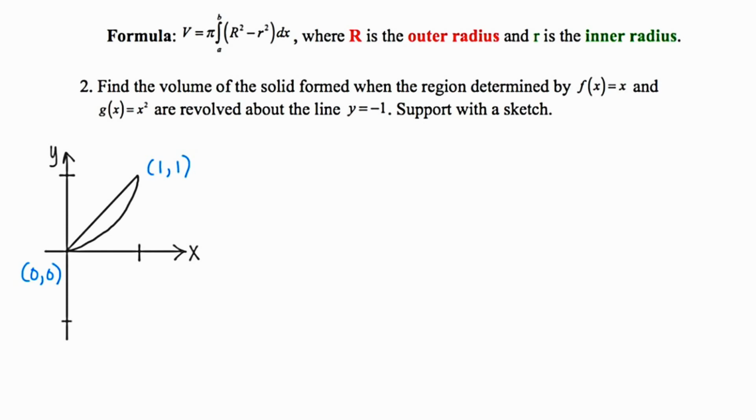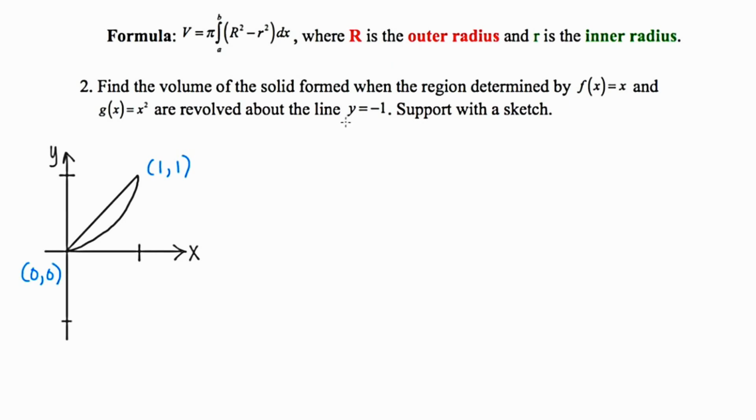In our second example, we're asked to find the volume of the solid formed when the region determined by f of x equals x and g of x equals x squared are this time revolved around the line y equals -1. So the two functions that they start off with are exactly the same as in the first example. So we already know that one is a line and the other is a parabola, and we know where they intersect. What's different though is the axis of revolution.